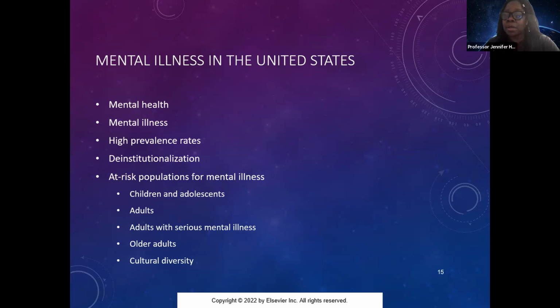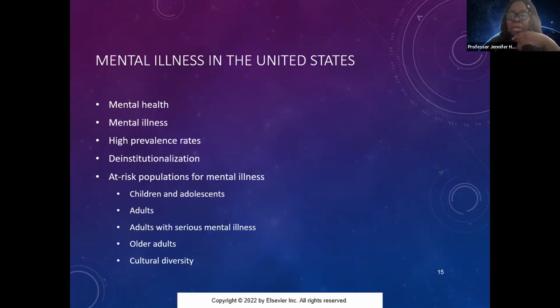Deinstitutionalization involved moving many people from state psychiatric hospitals to communities with the goal of improving their quality of life. However, the community-based services were often not in place when they were deinstitutionalized, and so they were just sent out without connecting with what they needed. You've got the at-risk population for mental illness listed there for you.